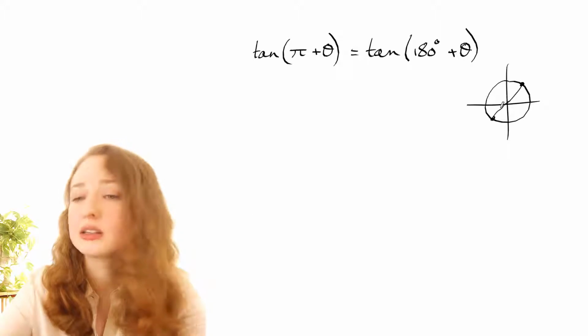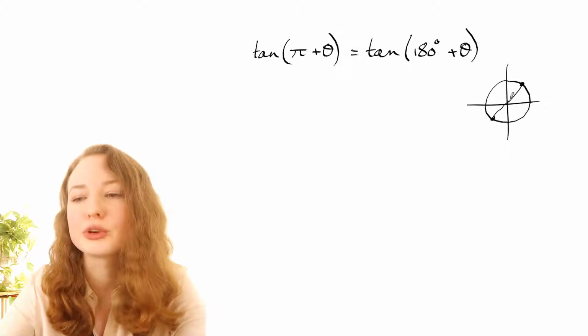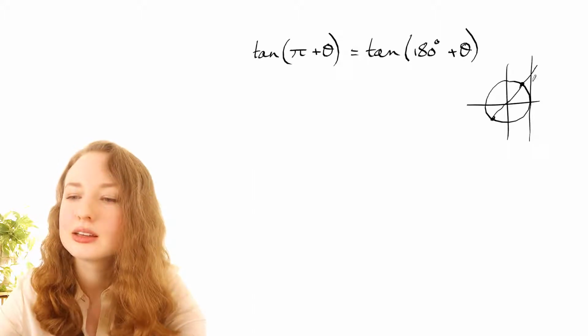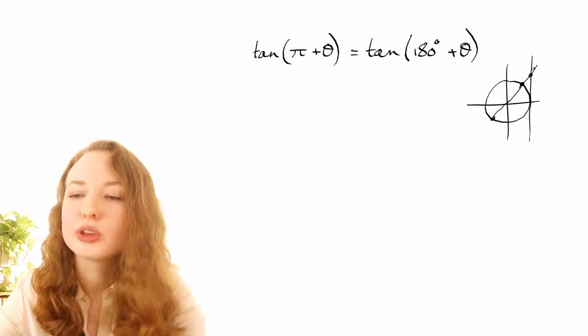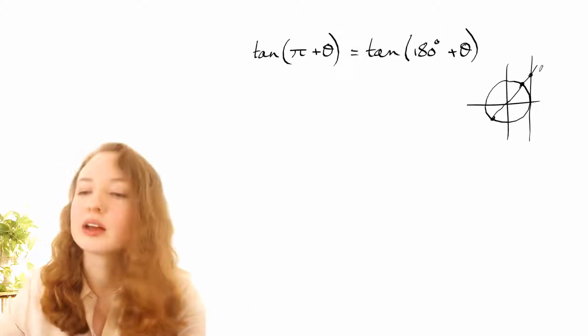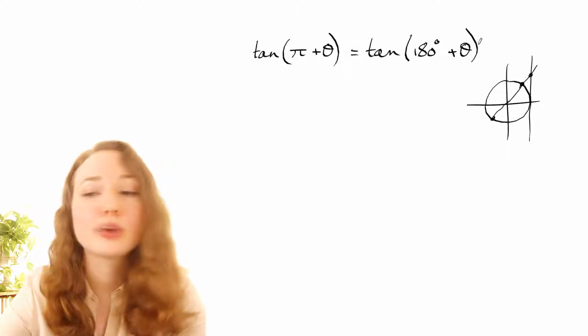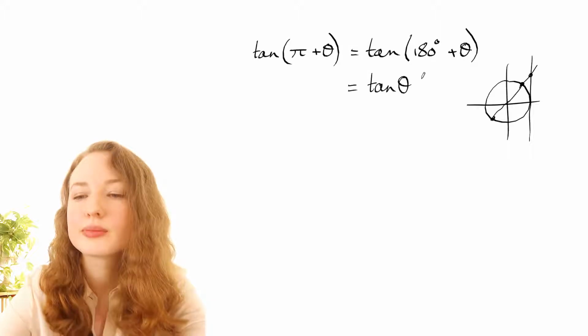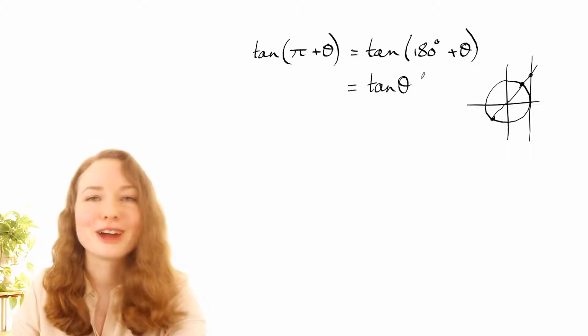And the tan is the slope. You can see that the slope of those two bits is the same, or if you like, you can extend it to there, and they both have that same y-coordinate there. So that means that tan of 180 plus theta is just equal to tan theta. So that's how you simplify that one.